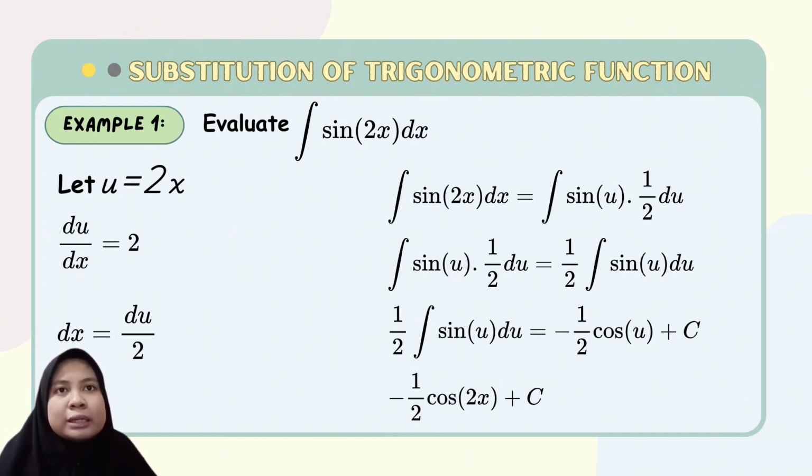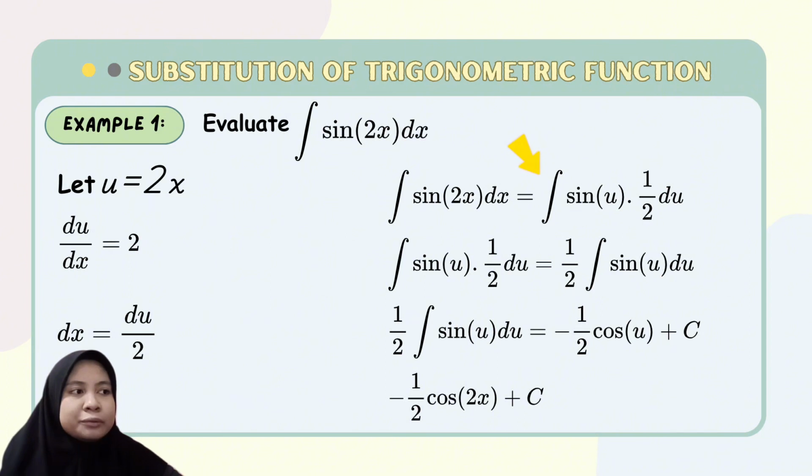We will look at example 1. The question is: evaluate the integral of sin 2x dx. Recognize that the integral of sin 2x dx can be solved using the substitution method. Firstly, we need to let u equal 2x, then du over dx equals 2 and dx equals du over 2. Rewrite the integral in terms of u.